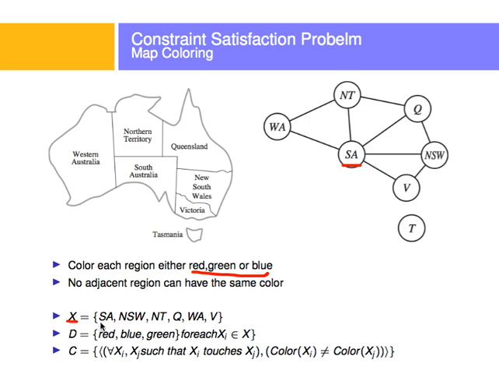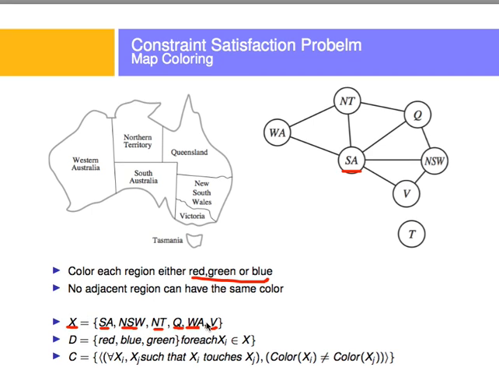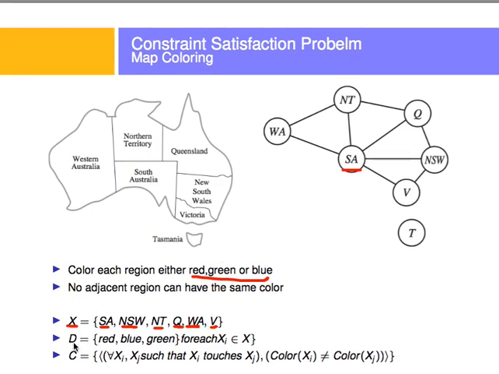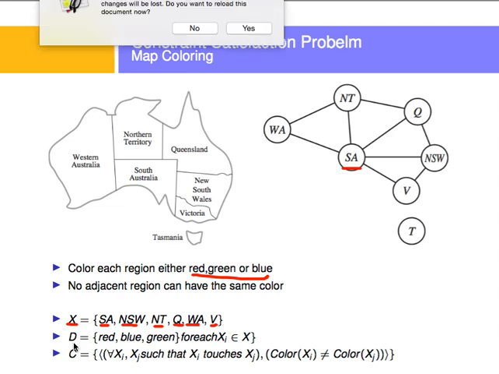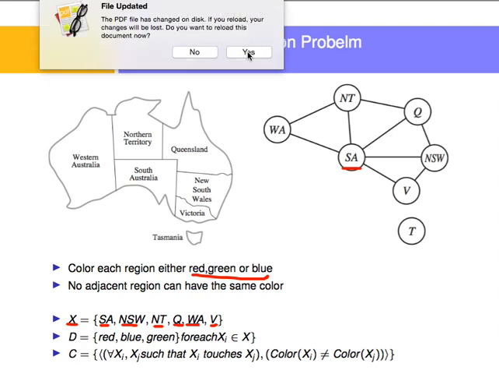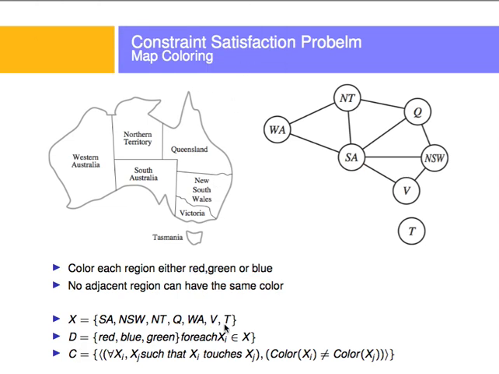You have the variables. The variables are the different states: Southern Australia, New South Wales, Northern Territory, Western Australia, Queensland, Victoria, and I forgot Tasmania right there. But let's think that Tasmania is now there. It should actually appear any time now. So these are the variables. Now you see that there's also the domain. Whoops. Fine. All right, there's Tasmania.